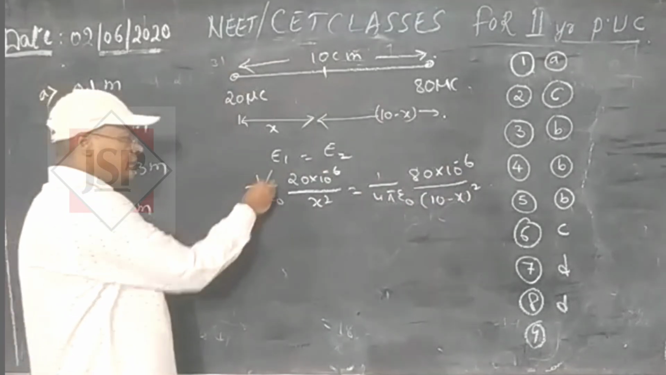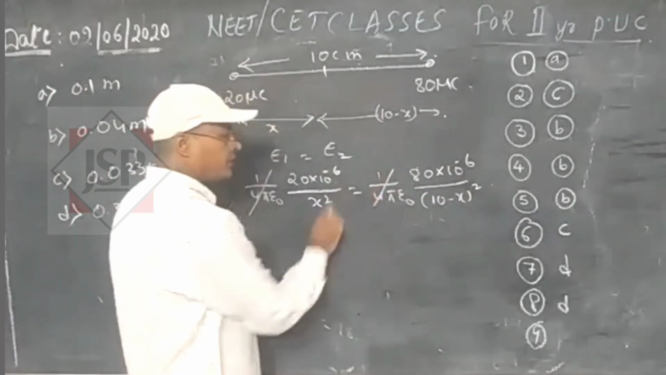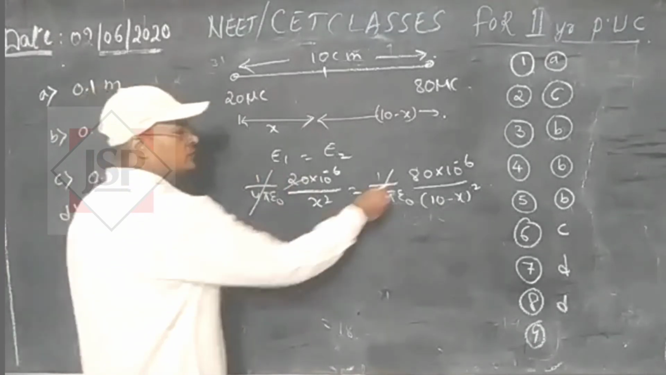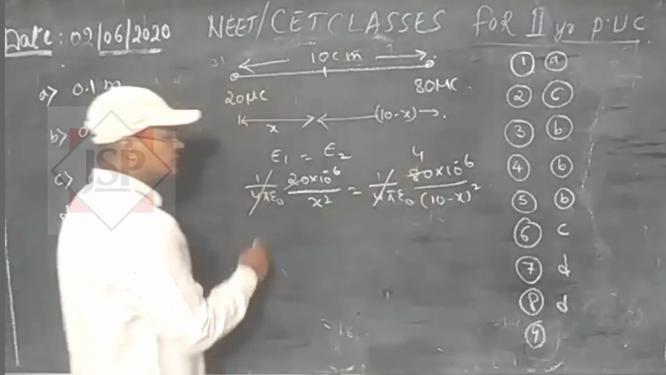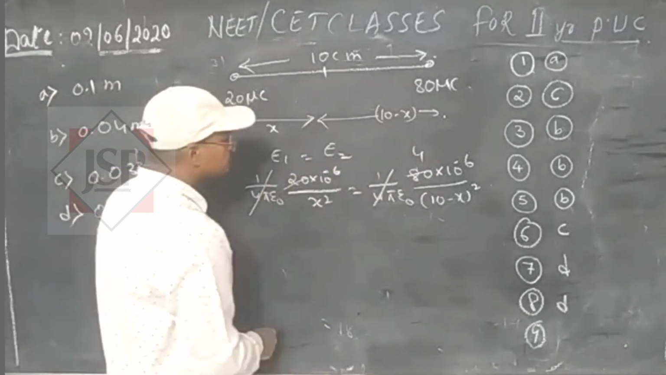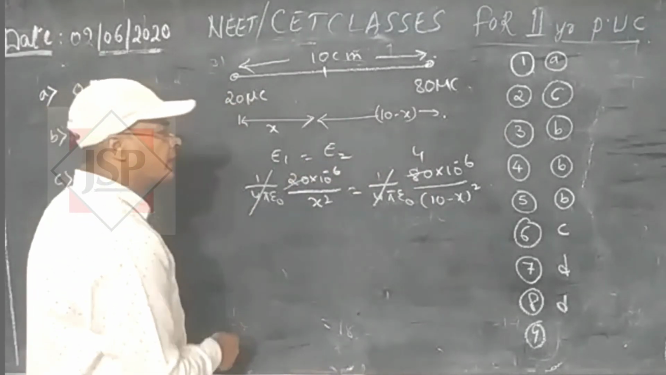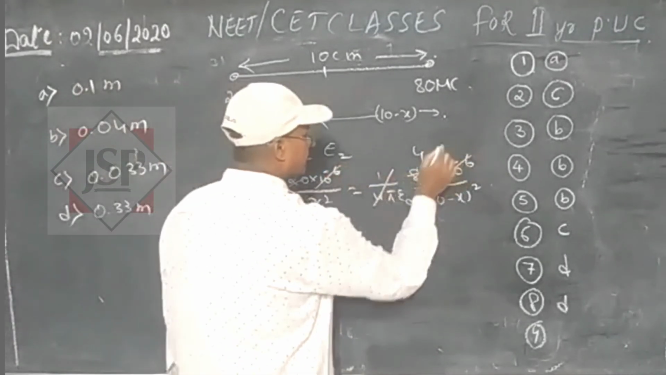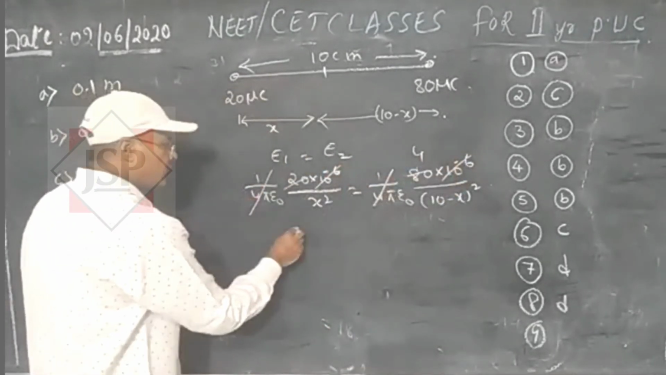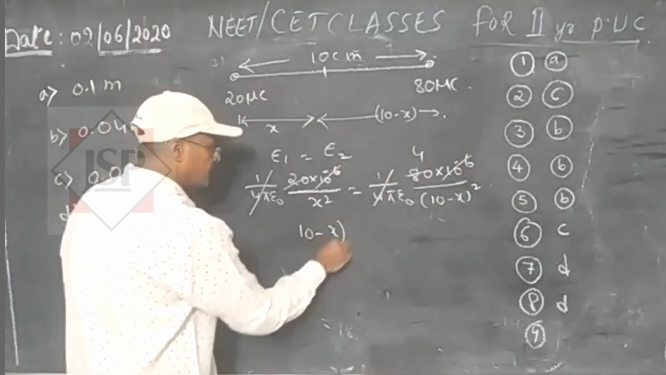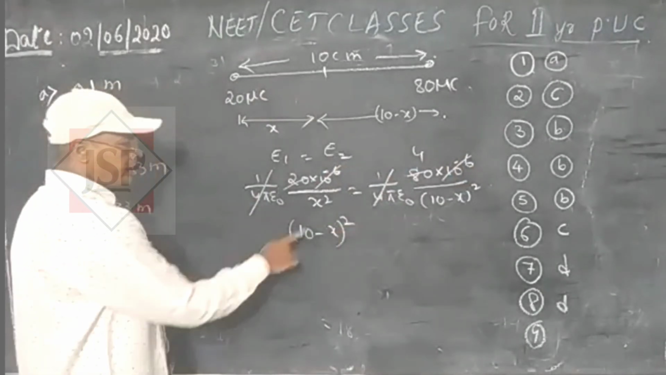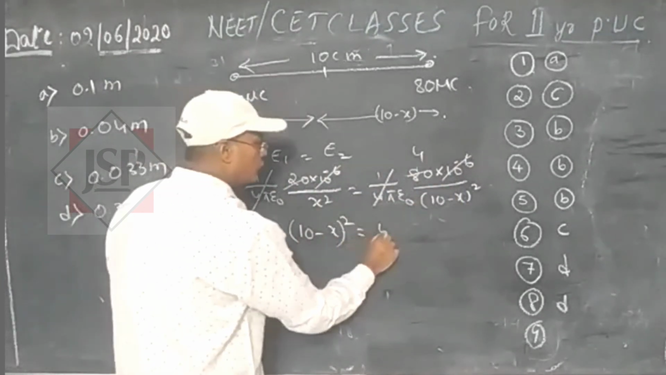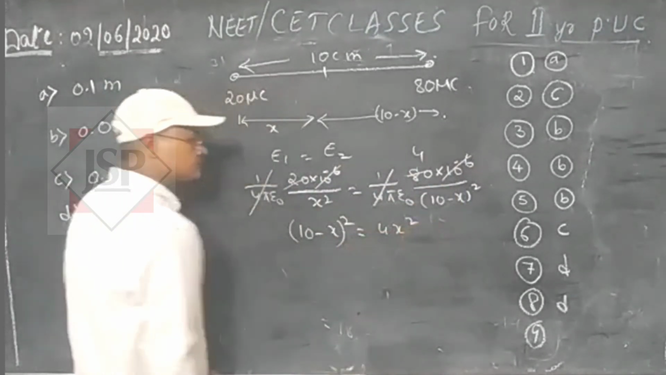So see, 1 divided by 4 and the other term get cancelled. 2 1 जा 2, 2 4 जा means 2 1 जा 2, 4 जा. So now cross multiplied here. This is 10 raised to minus 6, this also gets cancelled. Now we can cross multiply: 1 into (10 minus x) whole square equal to 4x square.